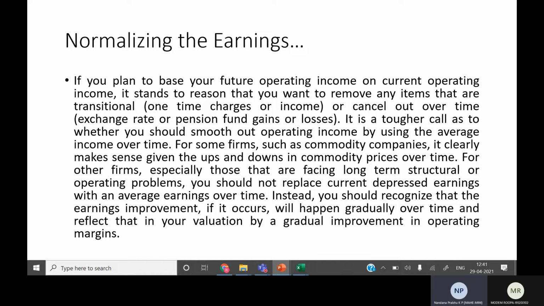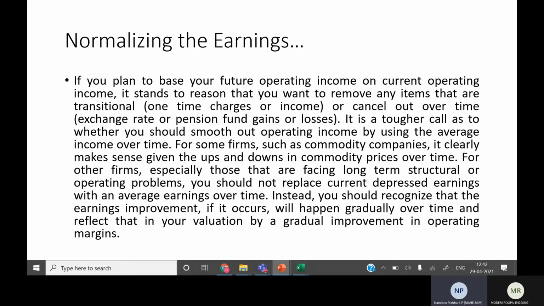Pension funds would have been invested in the stock market. When stock market prices undergo a change, the value of your pension fund also undergoes a change. It's a tougher call as to whether you should smooth out operating income by using the average income over time. For some firms, such as commodity companies, it clearly makes sense given the ups and downs in commodity prices over time.